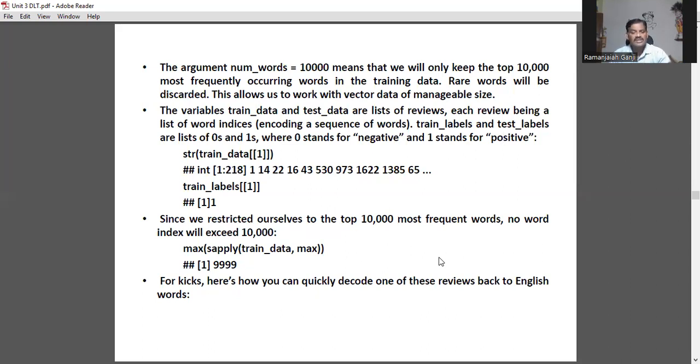What is the main purpose of it? If we have enough training data, only then can we have proper testing so that we can produce a perfect prediction. The variables train data and test data are lists of reviews, each review being a list of word indexes. Training labels and test labels are lists of zeros and ones, where 0 stands for negative and 1 stands for positive. So this is the training data, with integer variables like this. Since we restricted ourselves to the top 10,000 most frequent words, no word index will exceed 10,000.